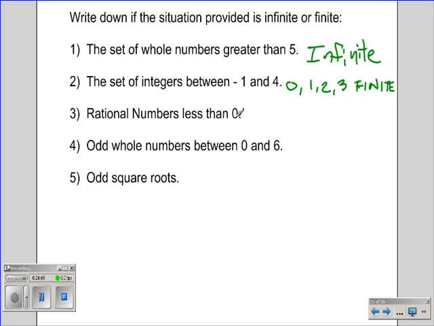Rational numbers less than 0. Rational numbers, all those fractional parts, all those integers, and then all those numbers, definitely going to be infinite. The odd whole numbers between 0 and 6. Odd whole numbers, so that would be 1, 3, and 5. There's my set of numbers. Countable, most definitely. Therefore, it is finite. And odd square roots, I can continue that infinitely.